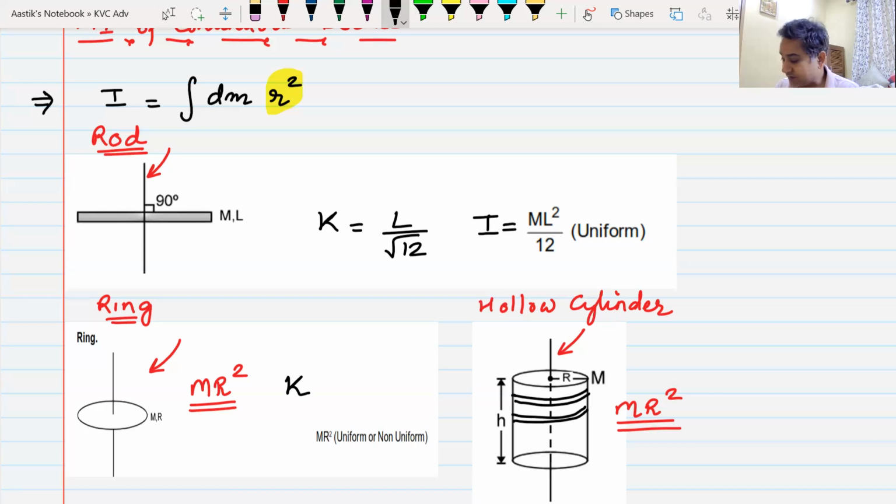What is the radius of gyration of this body? Ring about central axis. R, sir. R. What is the radius of gyration of this hollow cylinder about the central axis? It is also R, sir. So now we will write all these radii of gyration.